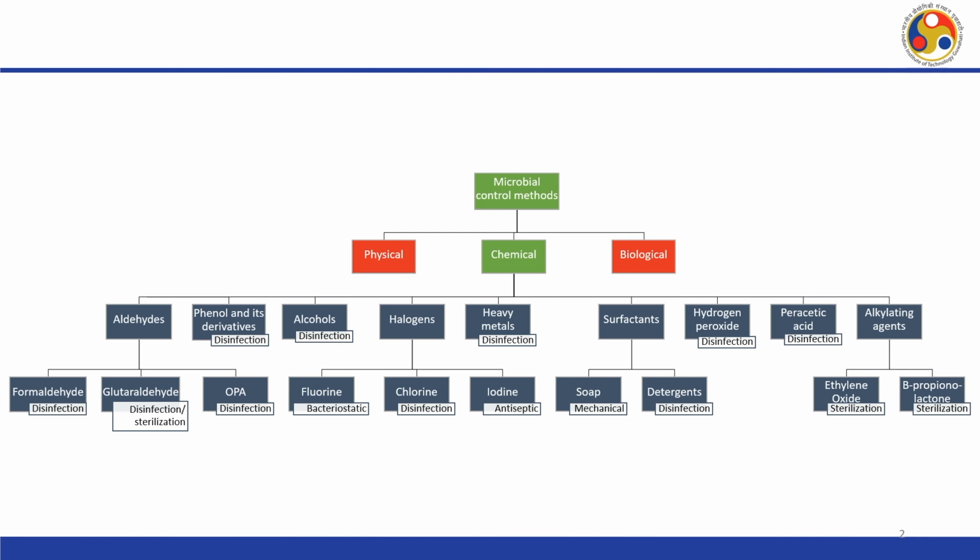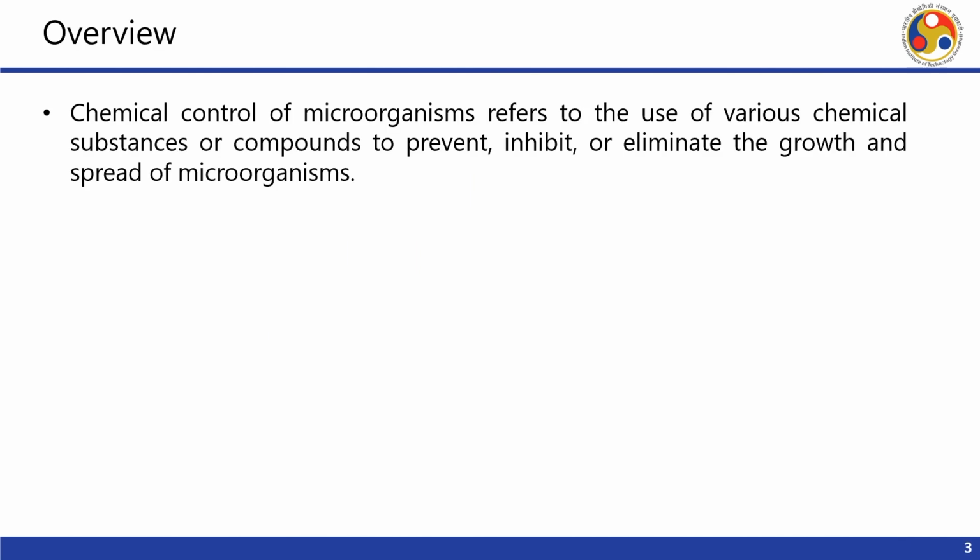In aldehydes, we have various compounds like formaldehyde, glutaraldehyde, etc. We will be discussing these in detail one by one. Before that, let us have an overview of the chemical methods of microbial control.